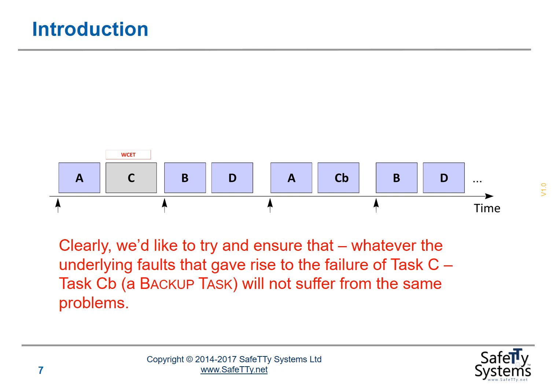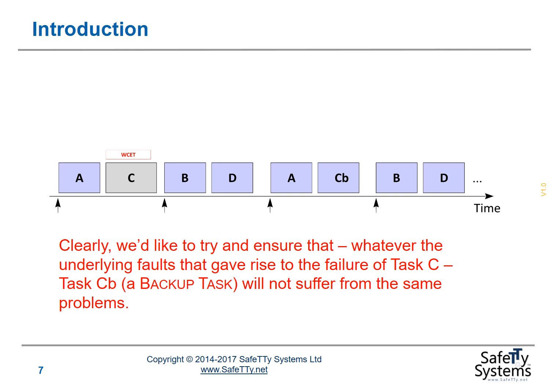Another alternative, illustrated in this slide, is that we don't run task C again, but instead, in place of task C in the schedule, we run a backup version of task C, shown as CB in this figure. If we do this, then clearly we'd like to try and ensure that whatever the underlying faults that gave rise to the failure of task C, task CB, our backup task, will not suffer from the same problems.